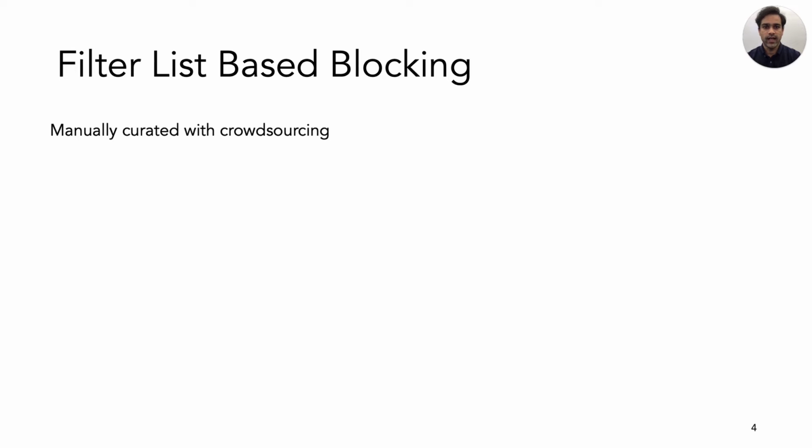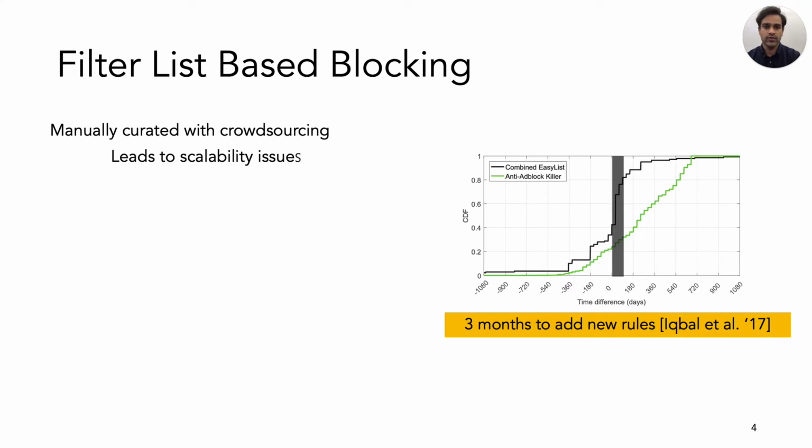The state-of-the-art ad and tracker blocking tools essentially rely on blacklists or filter lists of known ads and trackers. These filter lists are manually created by volunteers based on informal crowdsourcing. It means that people report websites with ads and trackers on filter list forums, and then volunteers create rules to block ads and trackers on those websites. Unfortunately, this manual filter list curation process does not scale well.